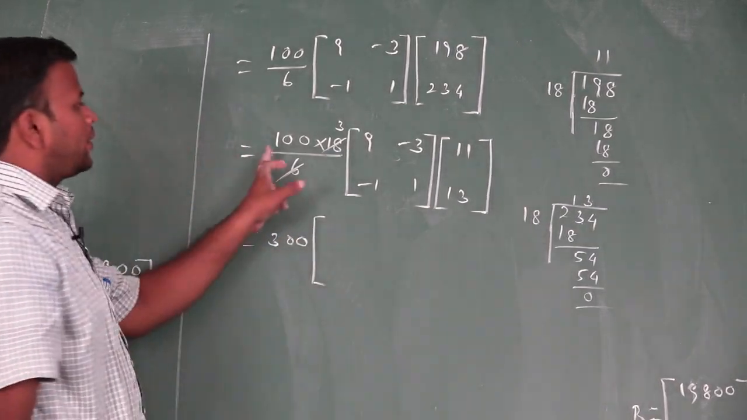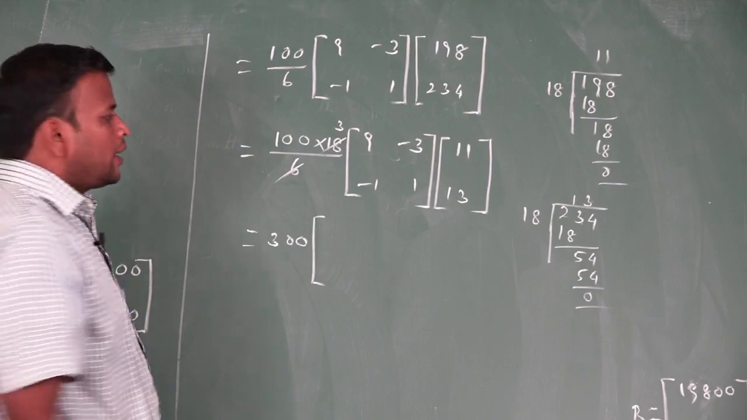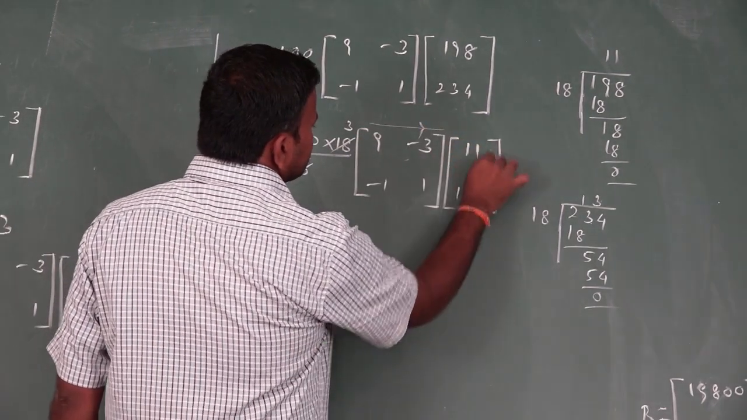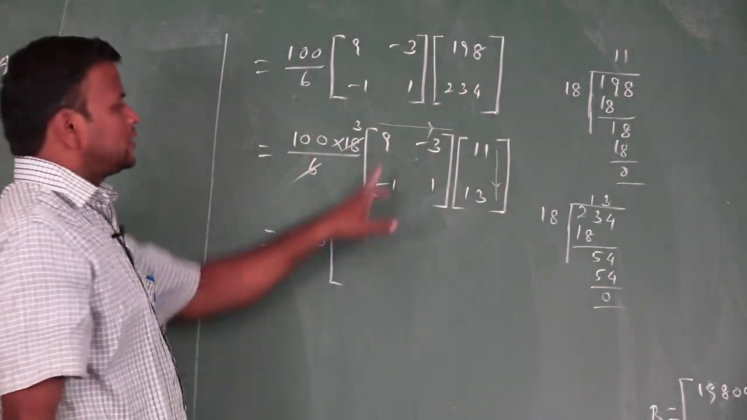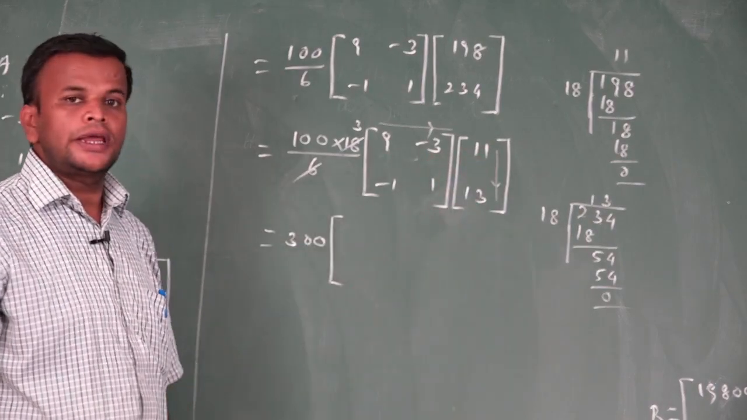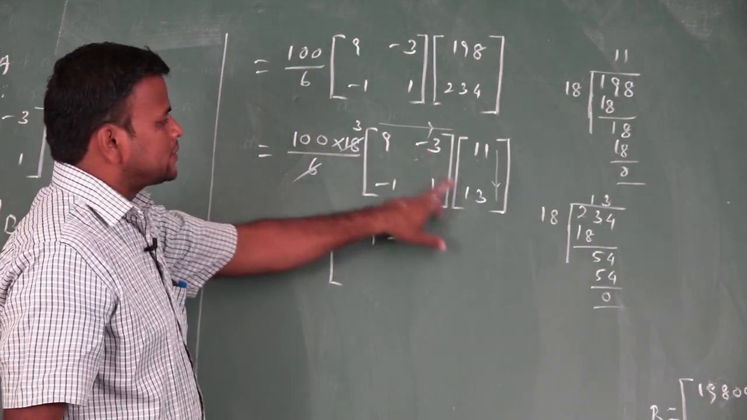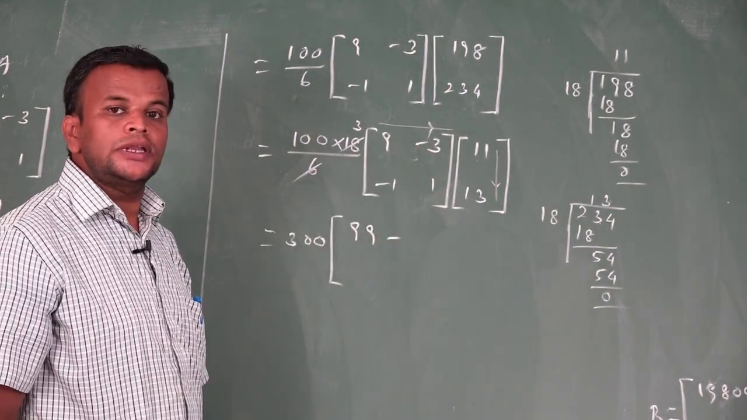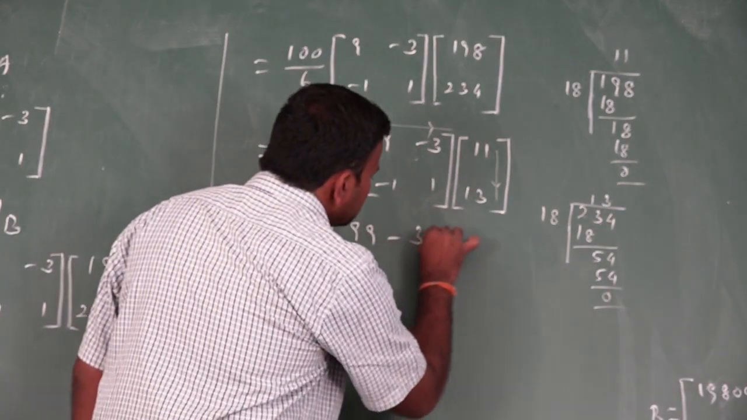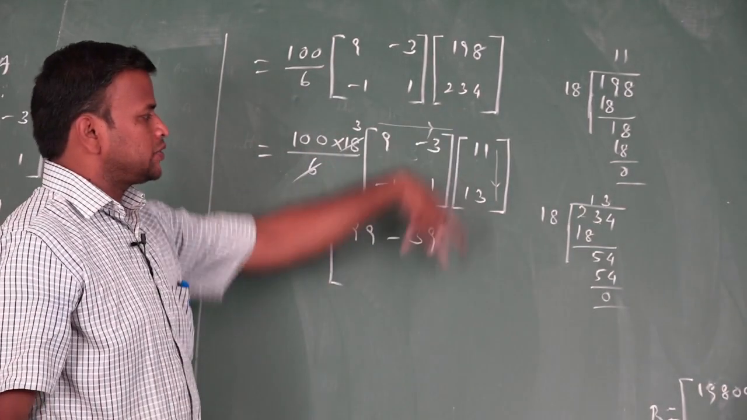So 300. 100 into 3 is 300. Now I multiply these two matrices. It's 9, 11. 9 11s are 99. Minus into plus is minus. 3 30s are 39. First row, first column.